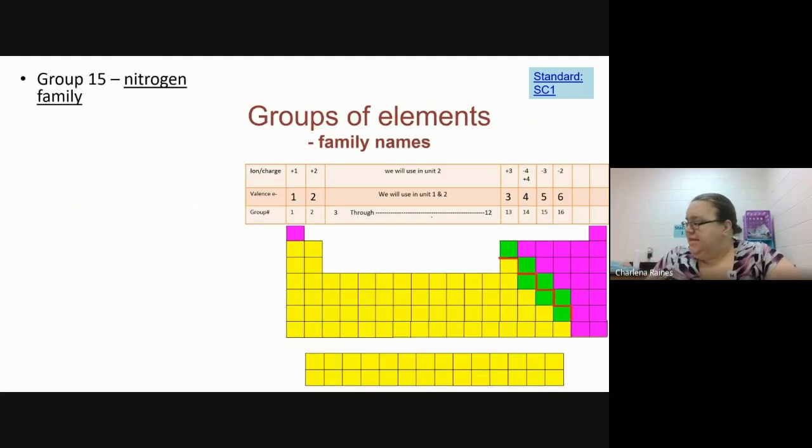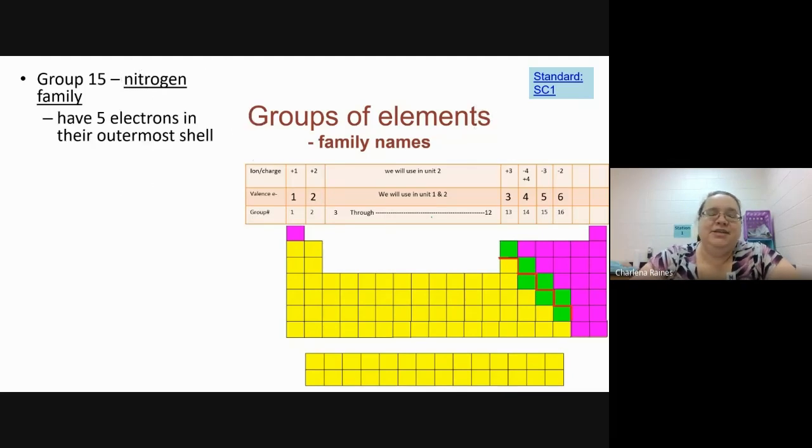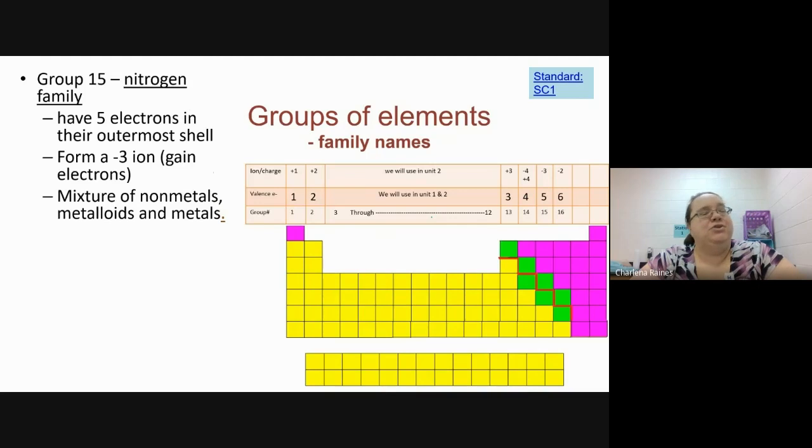Group 15, nitrogen family. Nitrogen family has 5 valence electrons. Since it has 5 valence electrons, remember our goal is to get to 8. It is really, really hard to find a home for 5 electrons to drop down. So what group 15 does is it goes out and steals some electrons, and it will always form a -3 charge. Group 15 forms a -3 ion because it gains 3 electrons. It is, again, a mixture of metalloids, metals, and nonmetals.